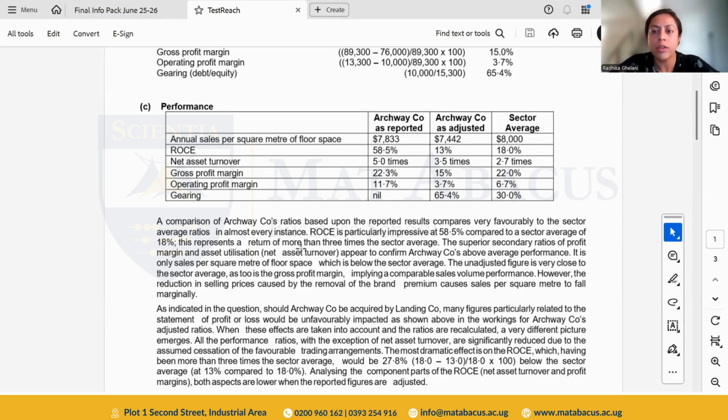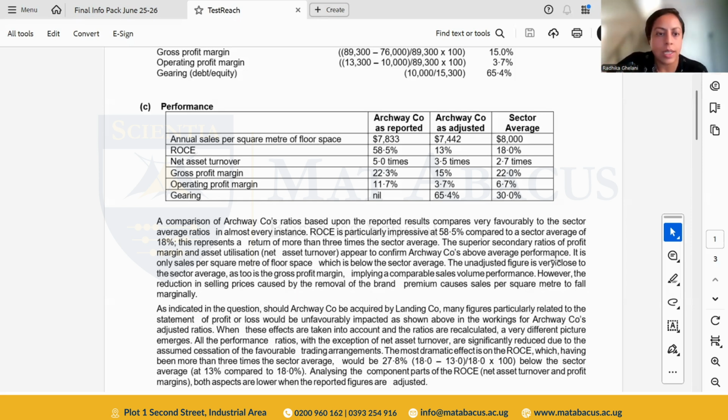So the superior secondary ratios of profit margin and asset utilization appear to confirm that Archway's performance is above average. Remember, our ROCE is simply the combination of our operating profit margin and the net asset turnover. So if we break down this 58.5% ROCE, net asset turnover is also high, which is why our ROCE is high, and operating profit margin is also quite high. Those two figures are confirming our good ROCE.